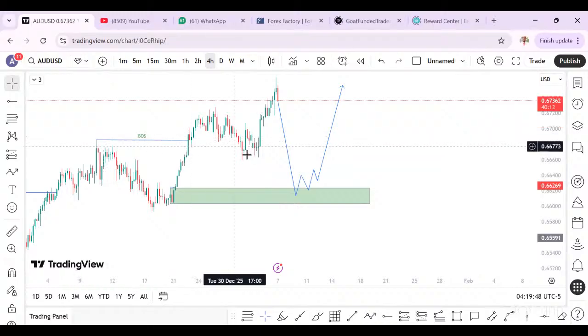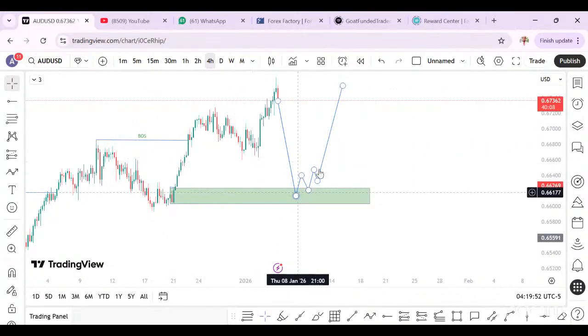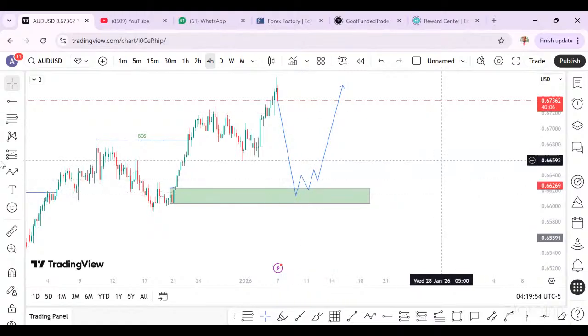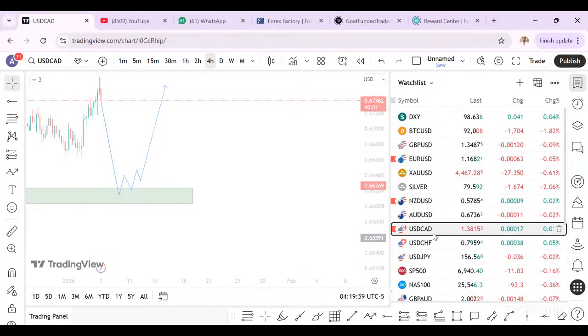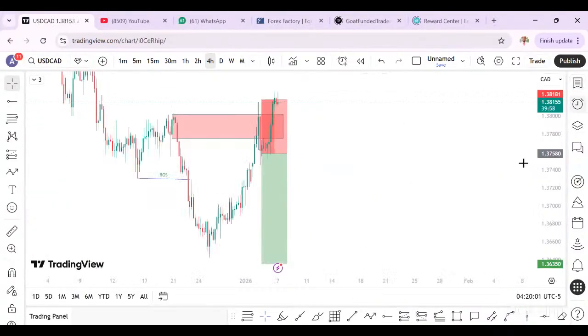This is a clear break of structure. This is not a break of structure. These are inducement. I'm waiting for price to get here, then I will join the trade. Otherwise, I'm not interested again. So that's the direction.